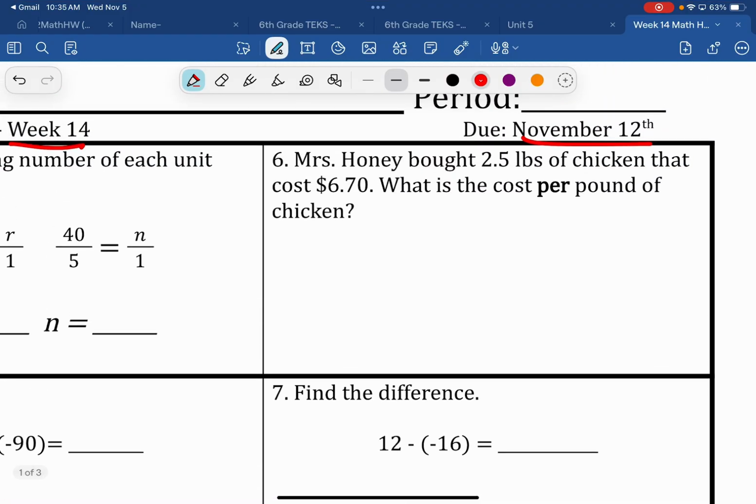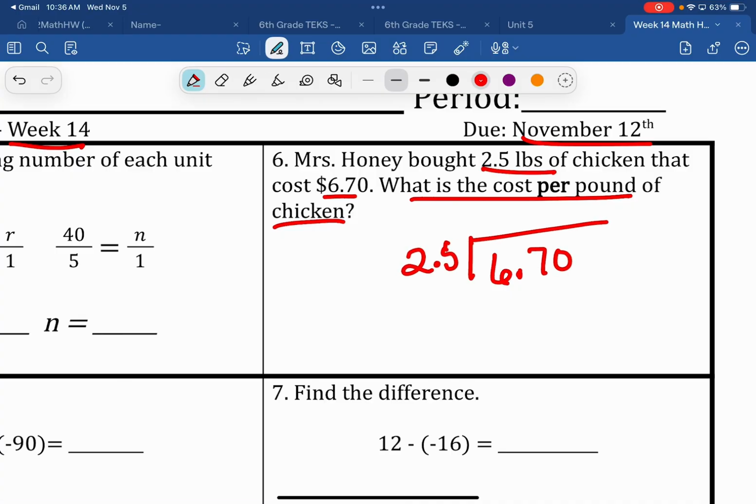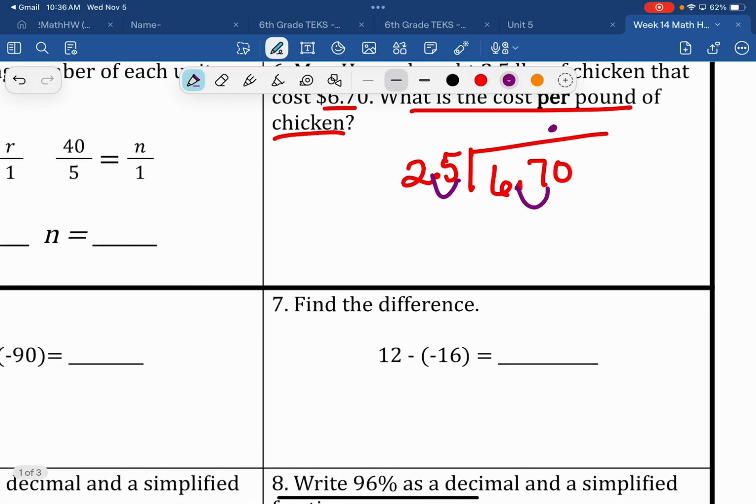Number 6, Mrs. Honey bought 2.5 pounds of chicken that cost $6.70. What is the cost per pound? And so I have $6.70 divided by 2.5. So if this is a decimal, I can't divide a decimal by a decimal. So I move it over once, and then I move this over once and bring it up. Okay, and then I'm able to work that problem out.